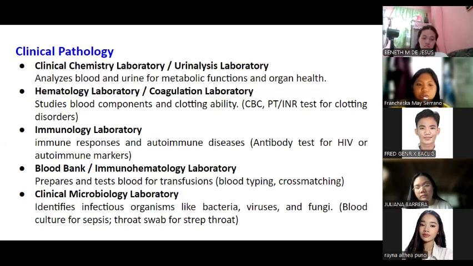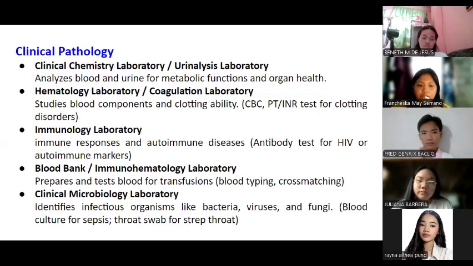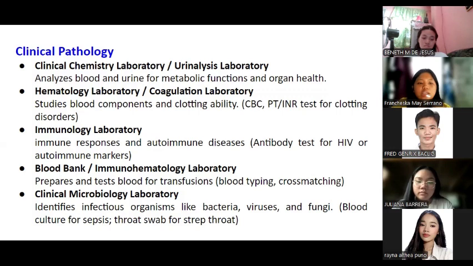Next is hematology or coagulation laboratory. Dito tinitest yung blood components and clotting ability ng blood specimens, such as if magpapa-CBC, magpapa-PP, and also if magpapa-test for clotting disorders. Next is immunology laboratory. Dito, tinitest yung immune response, and dito din malalaman if may autoimmune diseases yung isang tao. Example nito ay for HIV testing and for autoimmune markers.